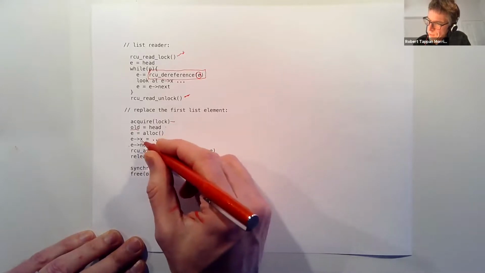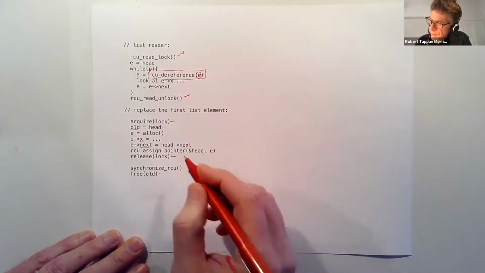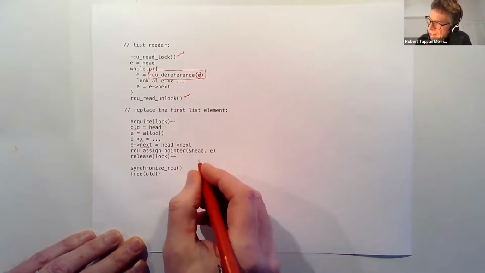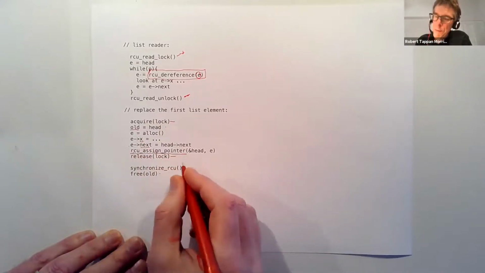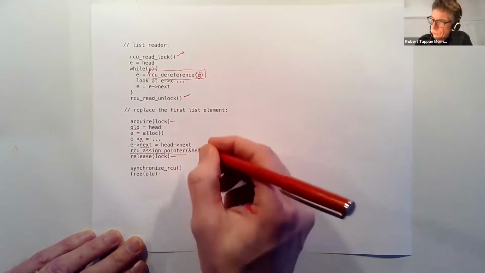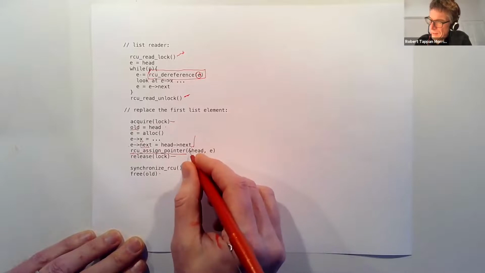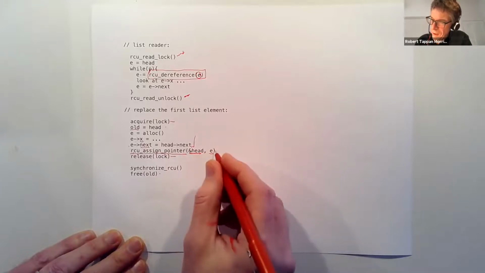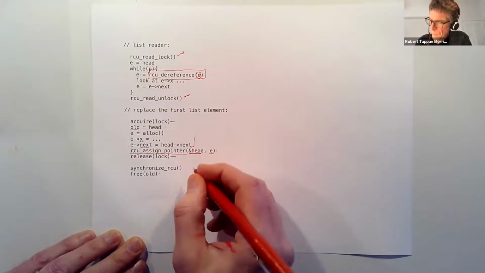We're going to allocate a new list element. We're going to set its content. We're going to set the next pointer to the next pointer in the old first list element because we're replacing it. And then this RCU assign pointer issues a memory barrier so that all these writes happen, and then sets the pointer pointed to by this first argument to be equal to that. So basically, this just issues a memory barrier and then sets head equal to E. And now we can release the lock.